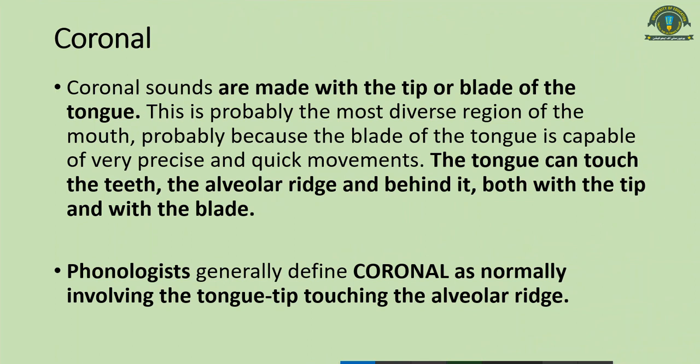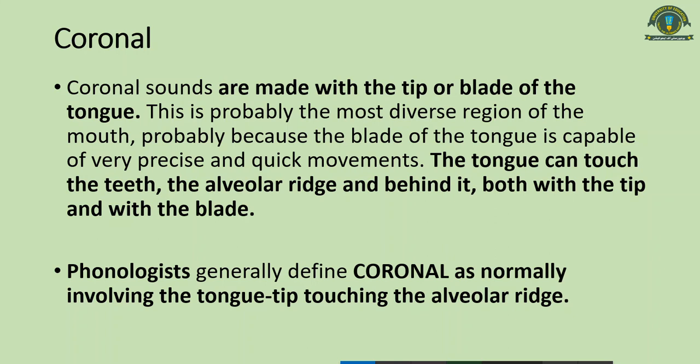Next is the feature coronal. In coronal, the sounds are made with the tip or blade of the tongue. This is probably the most diverse region of the mouth, probably because the blade of the tongue is capable of very precise and quick movements. Here the tongue can touch the teeth, the alveolar ridge and behind it, both with the tip and with the blade of the tongue.